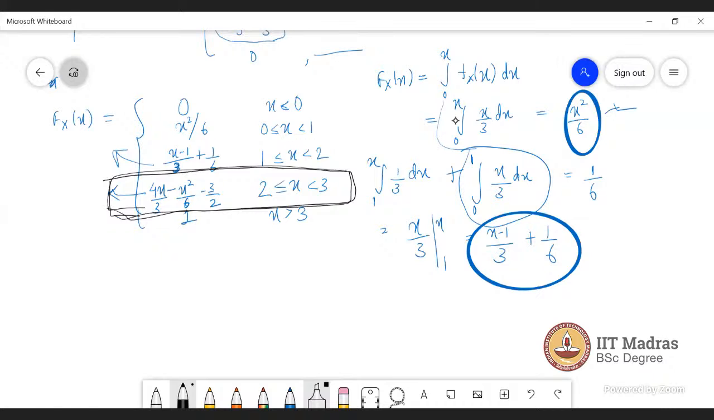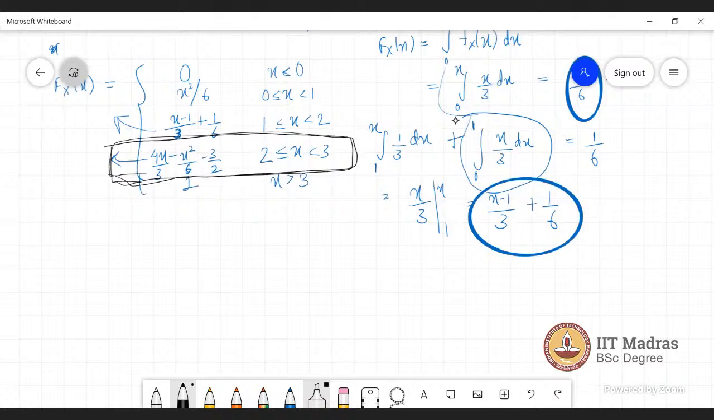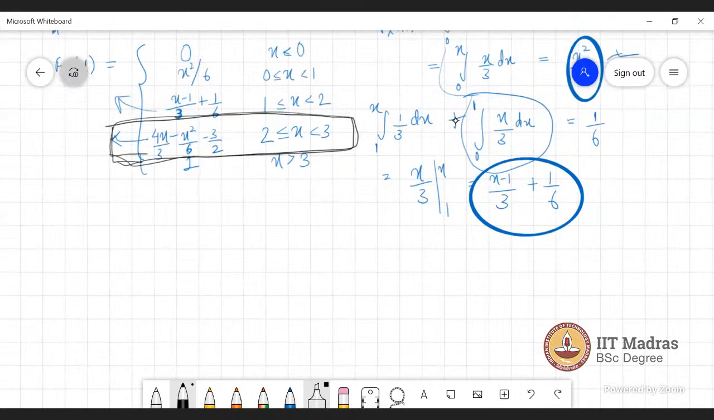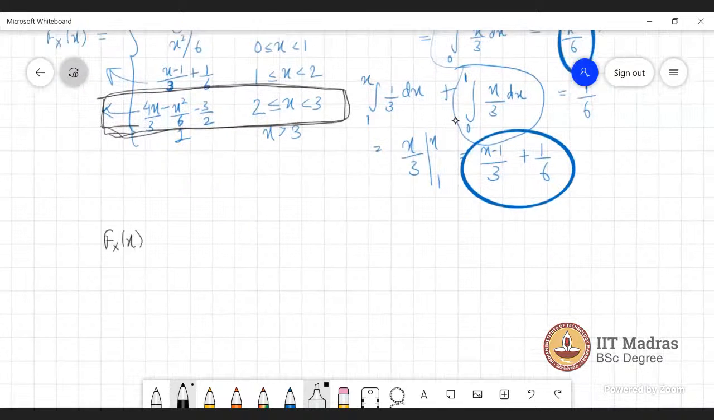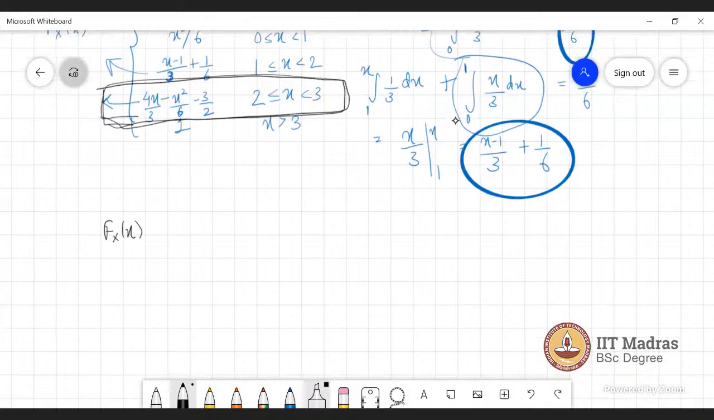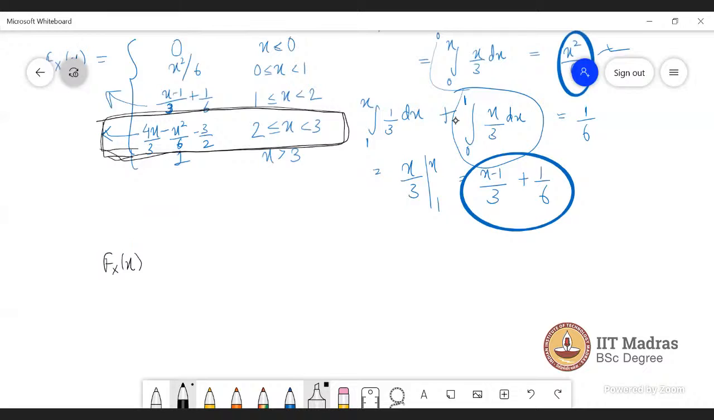Ma'am, here we are adding the values of the interval, right? Not the whole function, right? We are adding the previous one. See, what is the definition of CDF? CDF up to that point, right? So if you find for 2 to 3, then 0 to 1 is already added. If you just do for x lying between 1 to 2, that is sufficient.